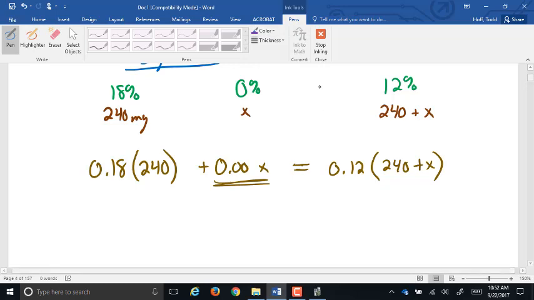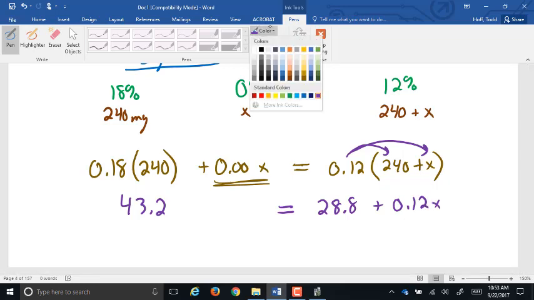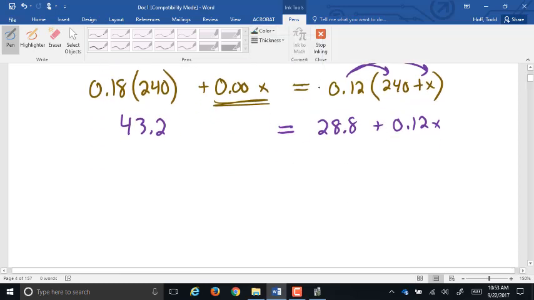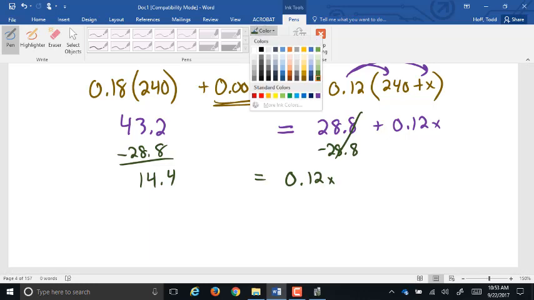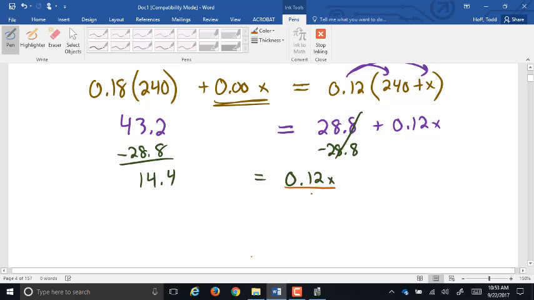So we go back to combine things here. 0.18 times 240, 43.2 works for me. 0 times X, of course, is just 0, so that disappears. On the other side over here, 0.12 times 240 is what, 28.8? And 0.12 times X, 0.12X. This one's actually not so bad to solve. Where are we going to start? Minus the 28.8. So what is that, 14.4 equals 0.12X. And then divide by 0.12. 120, you got it, equals X.